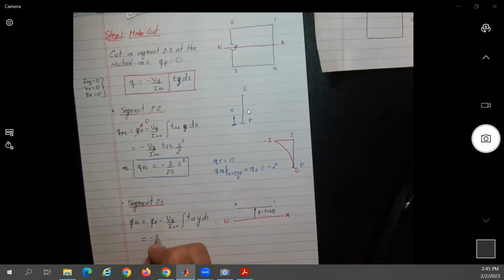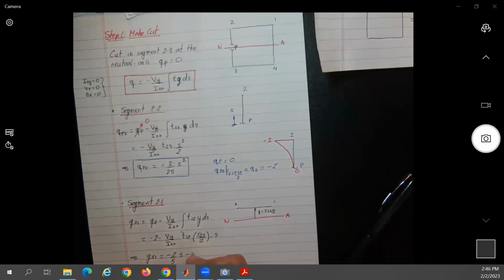So this gives us what? Q21 equals Q2 minus Vy over Ixx times T12 times S23 divided by 2, that's Y, times S. When you do the integral of the constant, all this term will be constant, no? Yes. So this will become S. So if I look at the MATLAB, then this will give me Q21 equal to an expression over 5S minus 2.